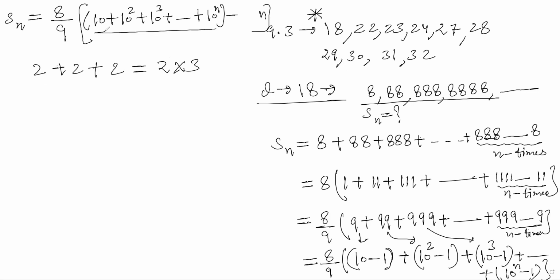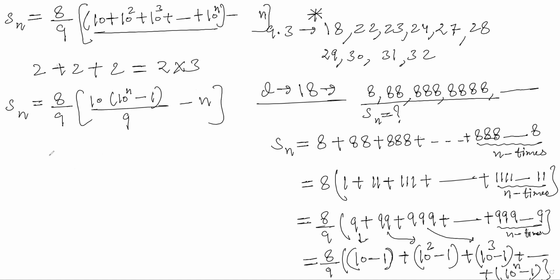And this can be found out by using GP. So the answer would be Sn is equal to, I'm writing this directly now, 8 by 9, this would be 10 into 10 to the power n minus 1 divided by 10 minus 1, which is 9, minus n. So this is 8 by 81, 10 to the power n plus 1. You have to simplify this to get to this, what I'm doing right now. Just take the LCM. You will be left with this. This is Sn.